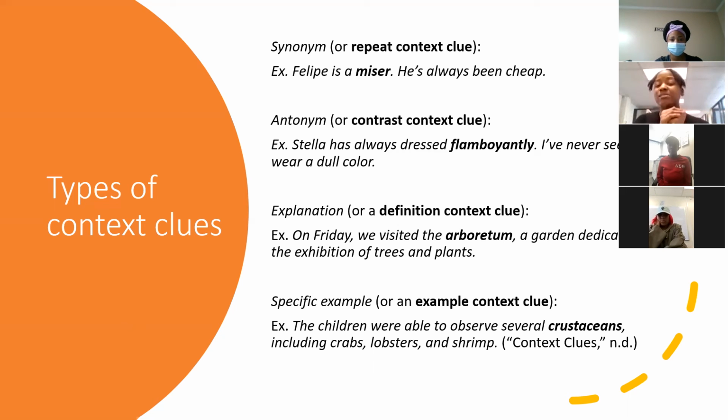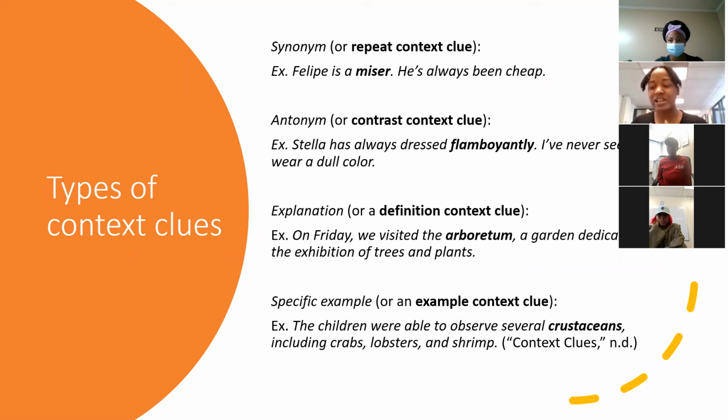And then we have our explanation context clues, which give us definitions, right? These are the ones that we love to see because it makes it really easy for us to understand. So we have, on Friday, I visited an arboretum, a garden that exhibits trees and plants. That's basically what it is, right? So the explanation is the definition, and this is just so that later on when I ask you guys to make examples of context clues, if I say, can you guys make a synonym context clue? You'd be like, synonym, same. Okay, I know exactly what kind of context clue she's asking for. I want you guys to be really prepared.